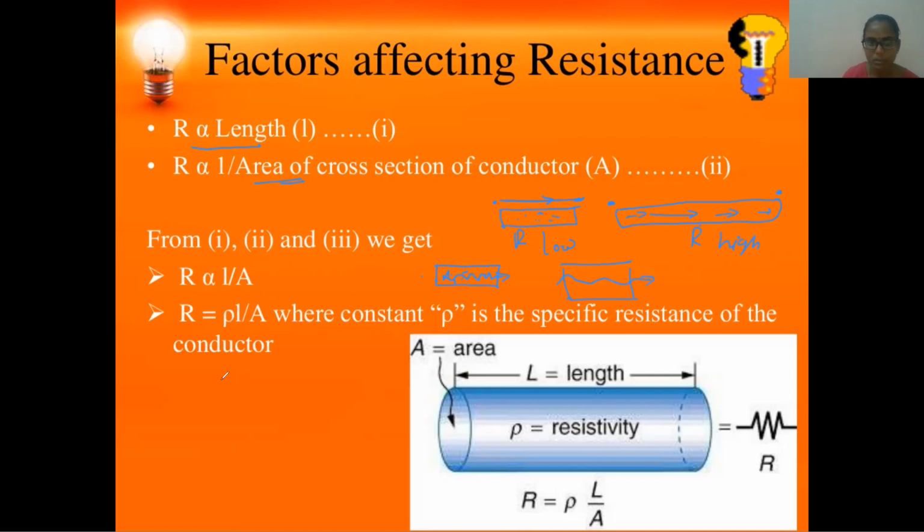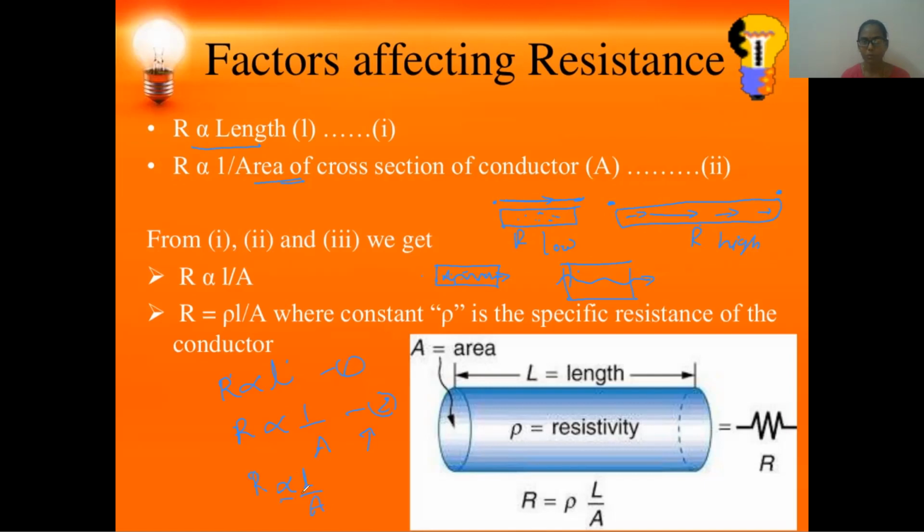Okay, children, so resistance is directly proportional to length. Length is more, resistance is more. And resistance is inversely proportional to area. When the area of cross section is more, the resistance will be less. These are the two factors on which the resistance of a material depends. Combine equation 1 and equation 2, and you get R is proportional to L by A.